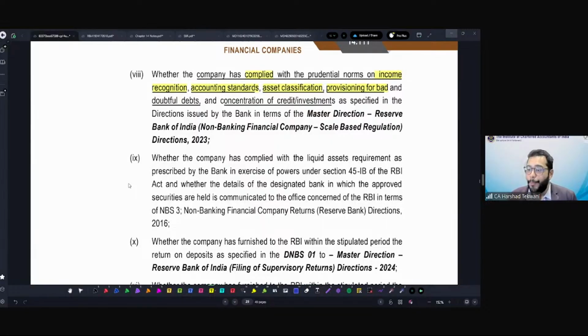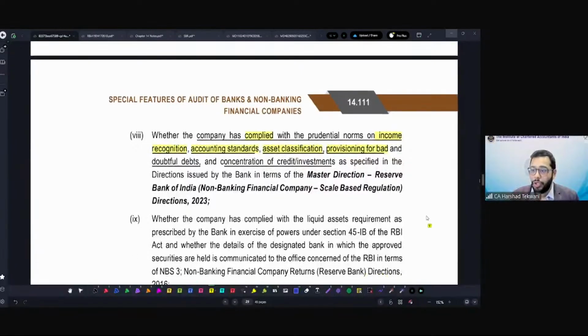you can only report on that matter when you know what the prudential norms are. So if you have to report on the prudential norms, then you need to know what the prudential norms are. Then only you will be able to report on that. Okay. So reporting on prudential norms.